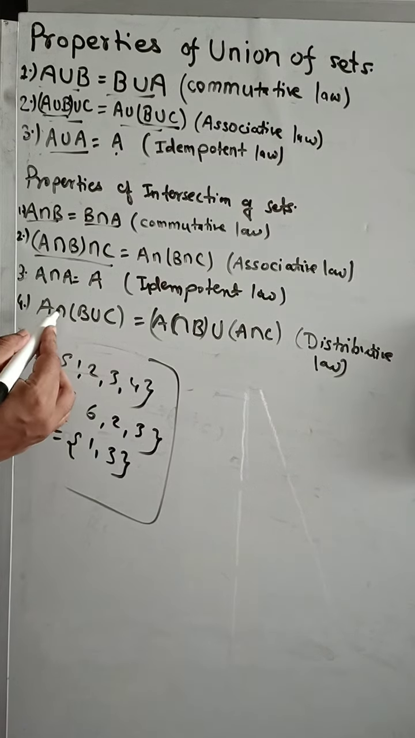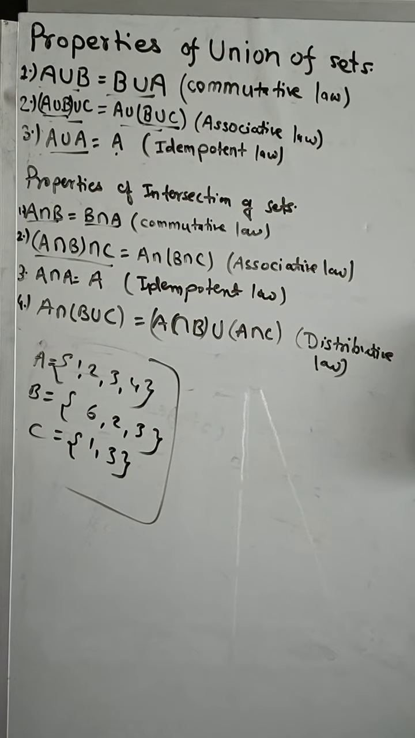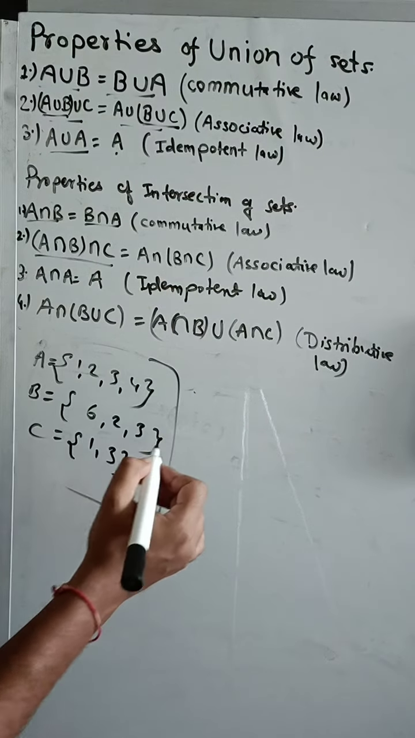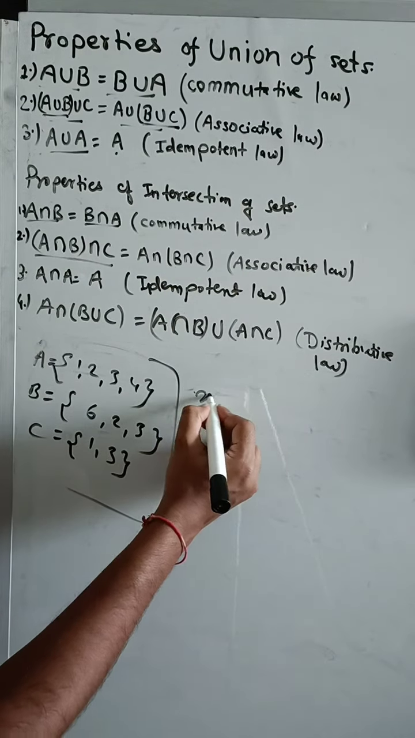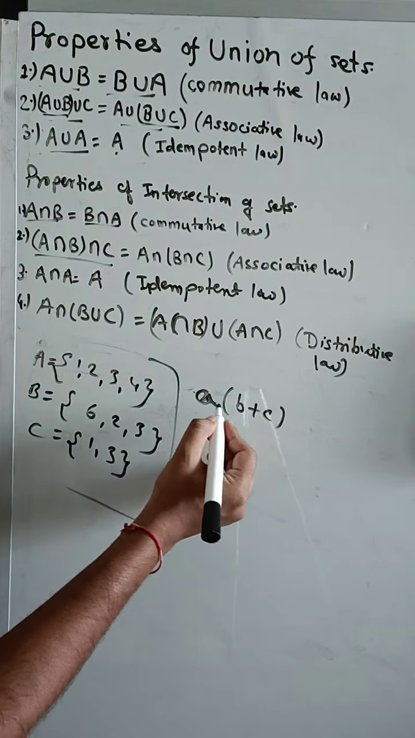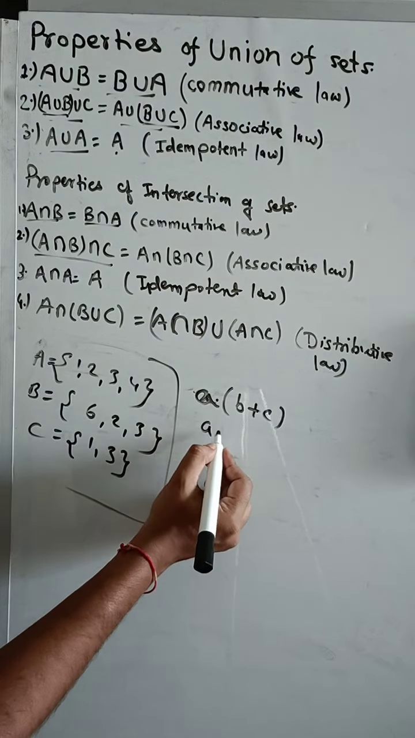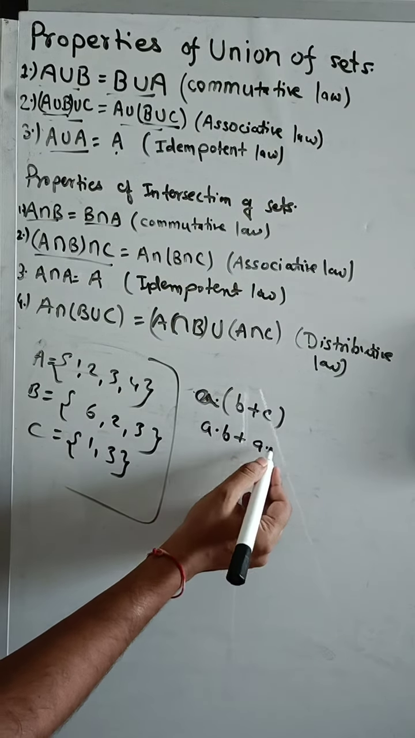See, one is intersection, the other is union. In this case, how do you understand this? This is the distributive law, and I'll make you understand it this way. If you know algebra, you are given A times B plus C. Here it's multiplication, here it is plus. So how do you solve it? A times B plus A times C.